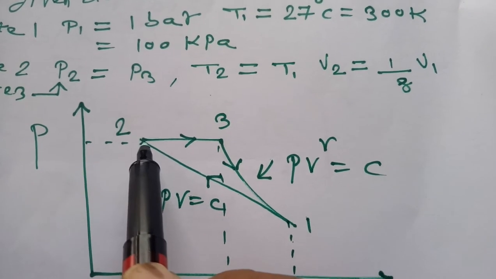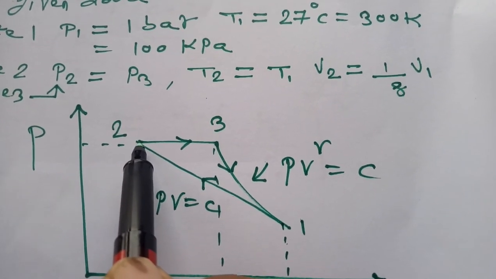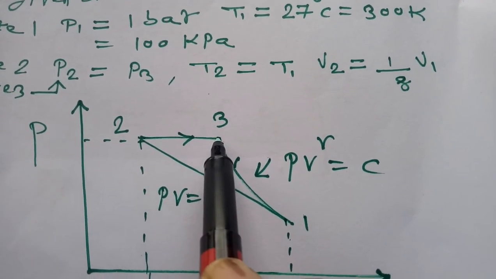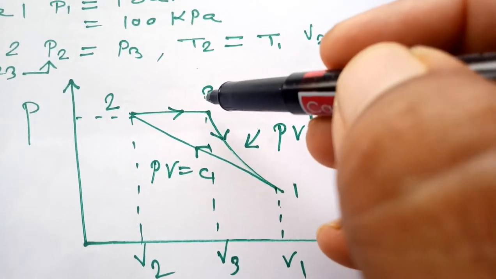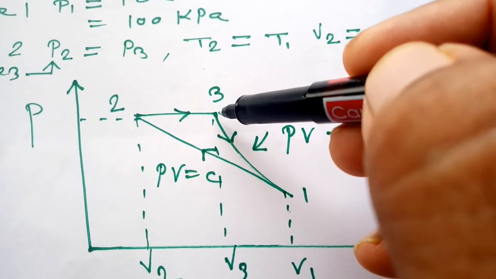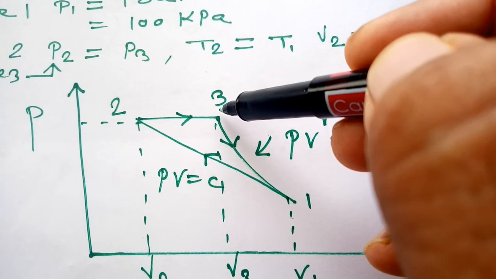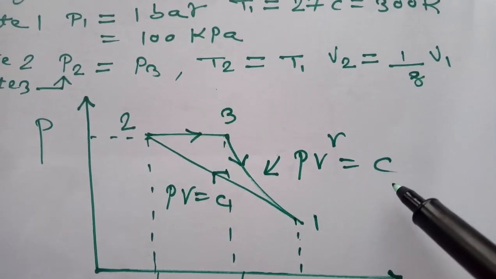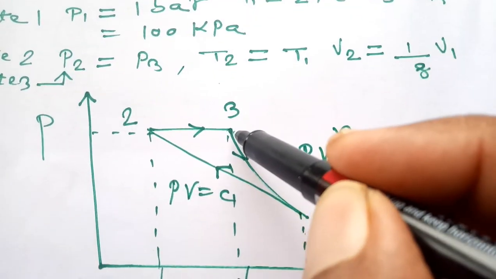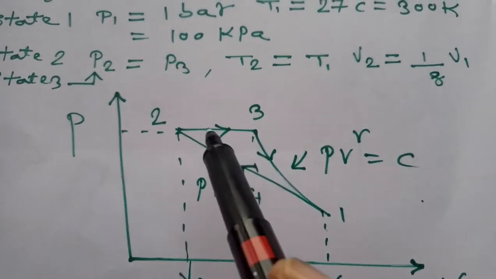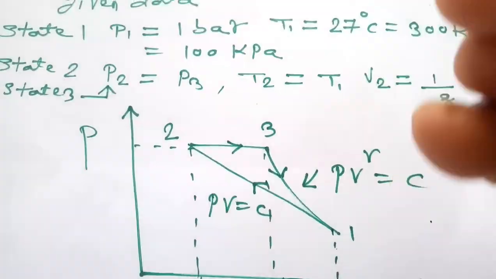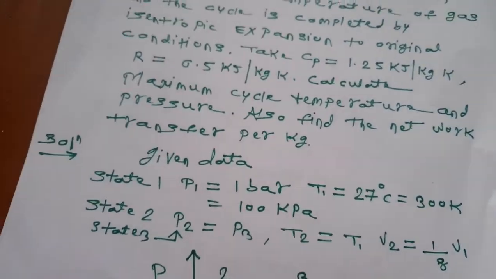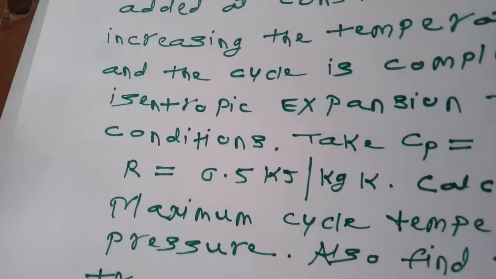Heat added or energy added from process 2 to 3 at constant pressure. Then gas is expanded isentropically from 3 to 1 with PV to the power gamma is equal to constant. So this is the law for the process 3 to 1. So this is the PV diagram for the given problem. So let us see how we proceed now.